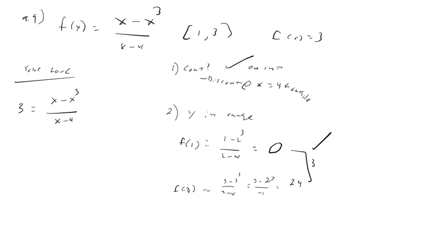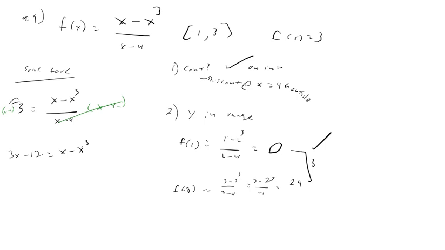First thing I want to do is I don't want to have any variables on my denominator, so I'm going to multiply both sides by x minus 4. Multiply both sides by x minus 4. Basically move this to the top. So I'm going to distribute the 3. I'm going to have 3x minus 12 equals x minus x cubed. Okay?